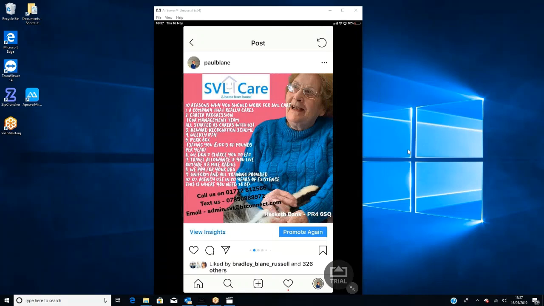Two, career progression, and you're giving them a fact: our management team all started as carers with us. So when we talked about PAR, progression, autonomy, and recognition, immediately we've hit the progression tool. So anybody that had an inkling, I'd love to become a manager one day, is now interested. They're swimming towards the bait. Three, reward recognition scheme. It's not actually saying what the reward is at this moment in time, but it's telling you that you will be recognized for the work that you do.